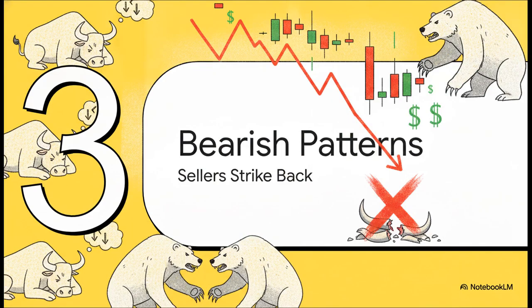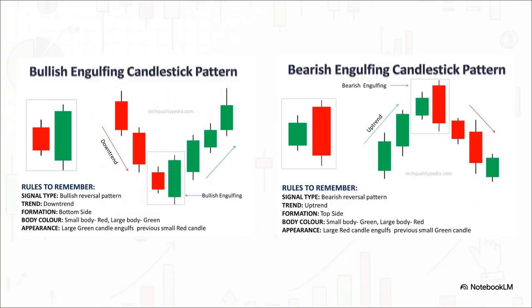Which brings us to part 3. Bearish patterns. Sellers strike back. You see, the bulls just can't run forever. Eventually, exhaustion sets in, and the psychology flips in an absolute instant. And this brilliantly illustrates that shift, comparing the bullish engulfing with the bearish engulfing. Focus on the bearish pattern for a second. You have this small green candle representing really weak, dying buying pressure.